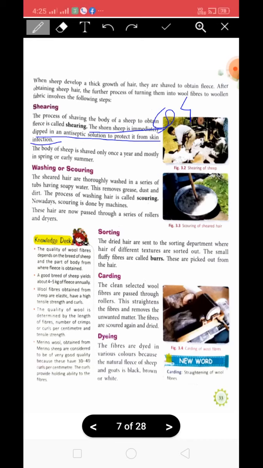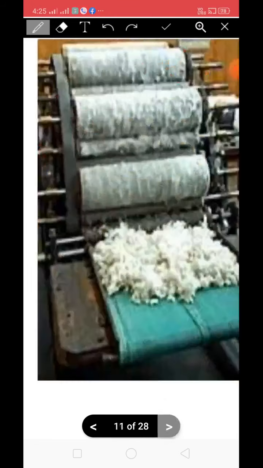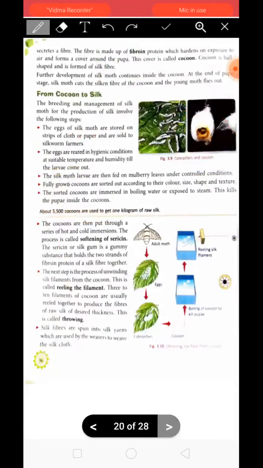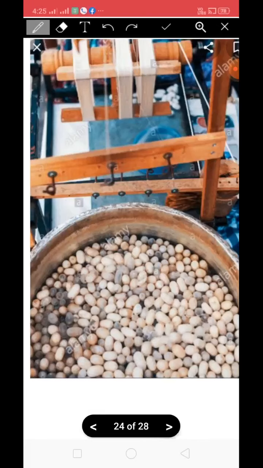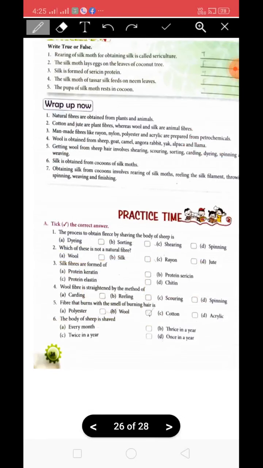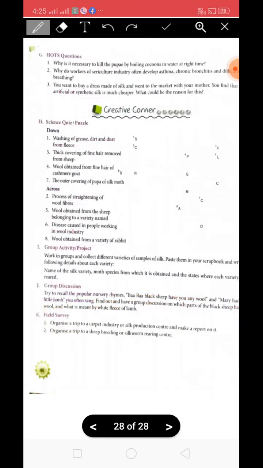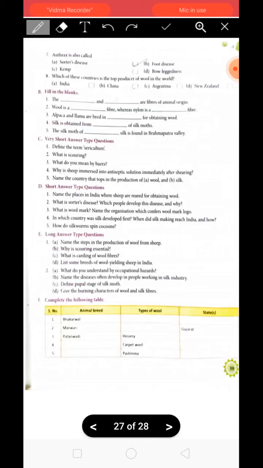Now fifth question. Name the country that tops in the production of wool and silk. The country which tops in the production of wool and silk is China according to the book, but yes, in wool production Australia is number 1 right now. Okay, next question.